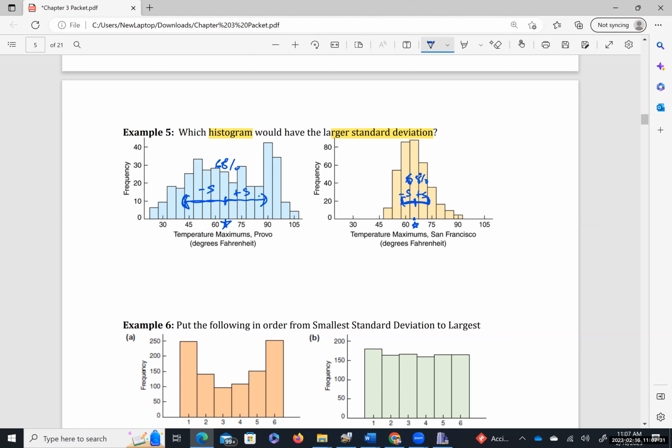So let me type: this one is more spread out, right? In chapter 2, I did mention this, but now in chapter 3, instead of just saying more spread out, we can say the standard deviation is large. Okay.